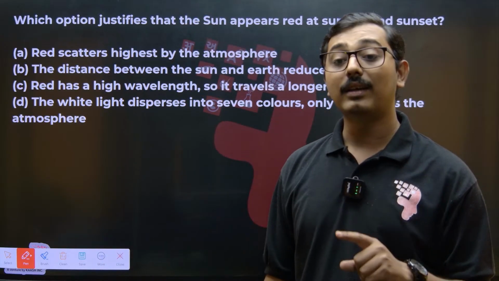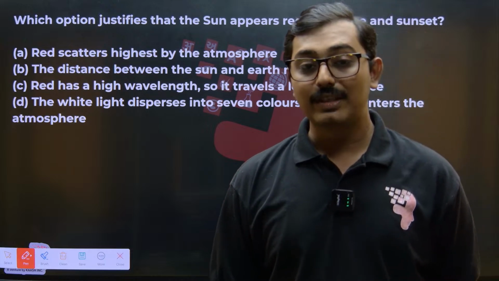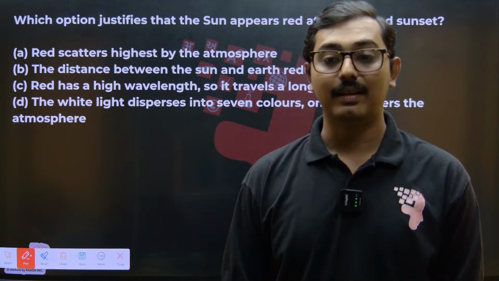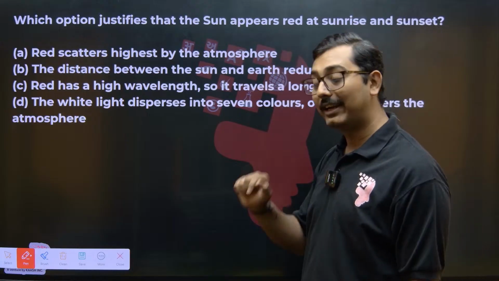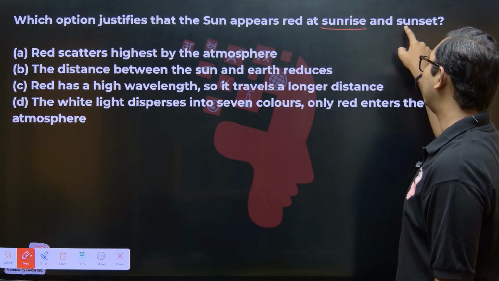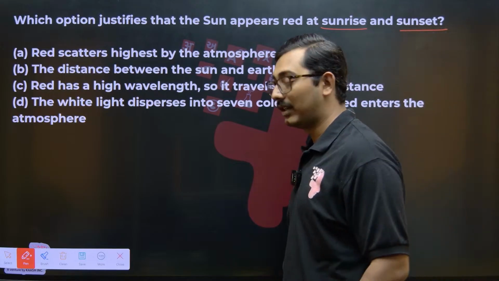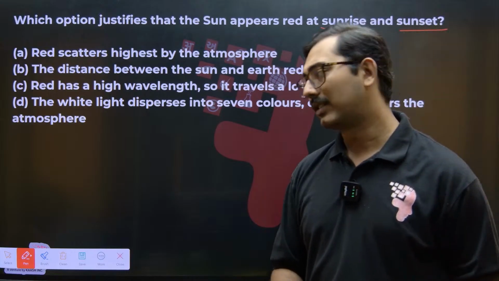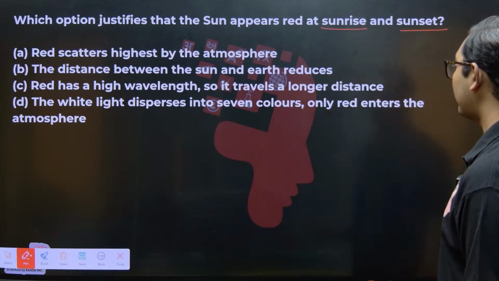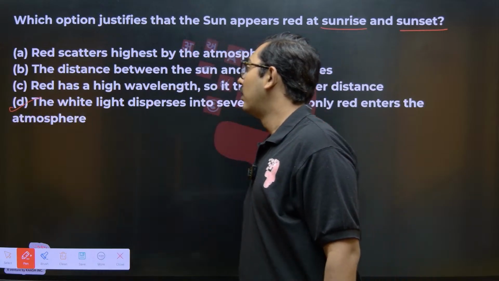Over here, the most deviated one is the red wavelength. Hence, at sunrise and at sunset, we are able to observe the sky as red in color, or the sun appears to be red in color. Of the 7 colors, only red enters the atmosphere. Yes. Okay.